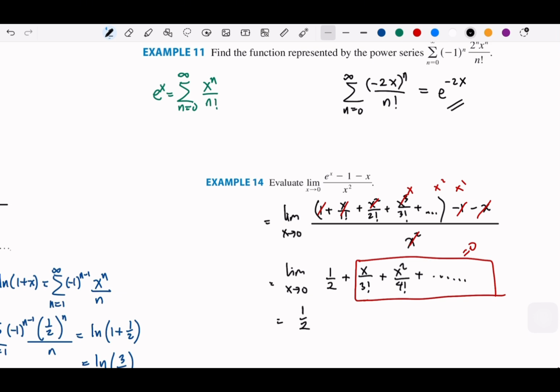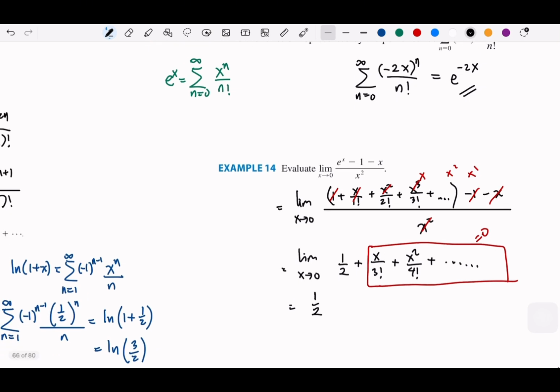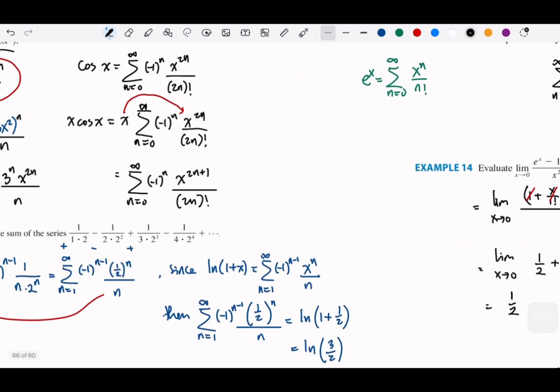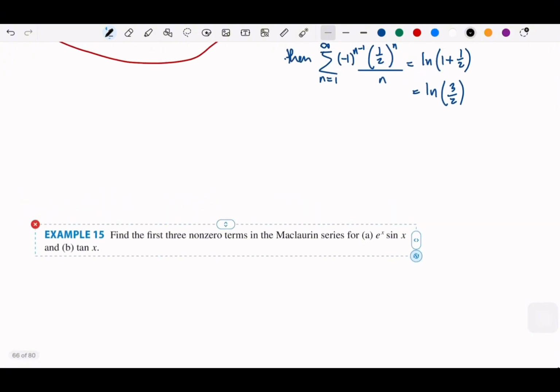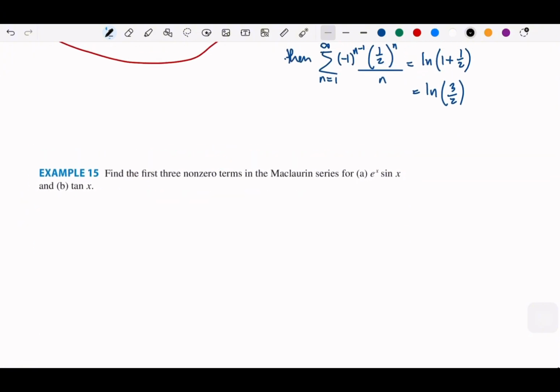Okay, one more example before we go to another practice. A typical question is finding the first 3 non-zero terms. For example, we have tangent x and e^x sine x.